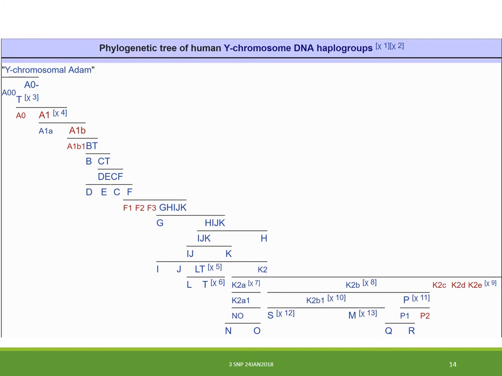Here's the whole tree as shown in some shorthand. And you see up in the upper left-hand corner, there's a Y chromosomal Adam. And you see A, and we recently added A0-minus because we found somebody before the first somebody. And as you go down through there, you'll see red changes where there's new changes, new things adding. And as more and more tests are done, we find more and more details about the phylogenetic tree of human Y chromosome DNA haplogroups.